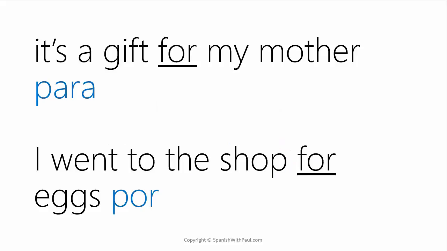So already you can see we have two sentences. In both of them, in English, we just say for. But in Spanish, in one example, the top one, we would use para. And in the bottom one, we would use por. Now the trick is understanding why that is, so that when you speak Spanish, you can make the correct choice, por or para.